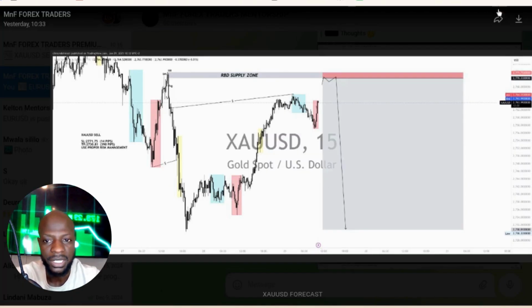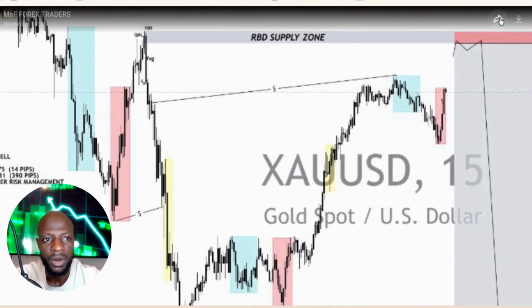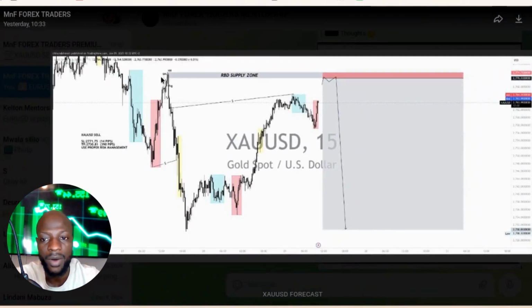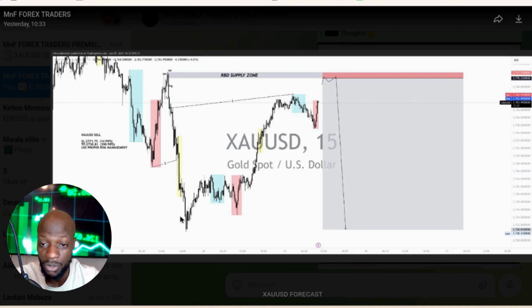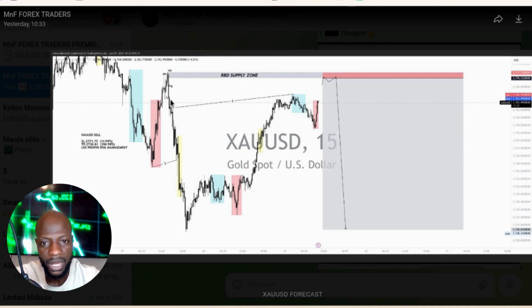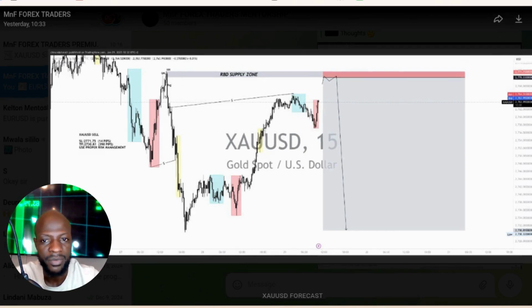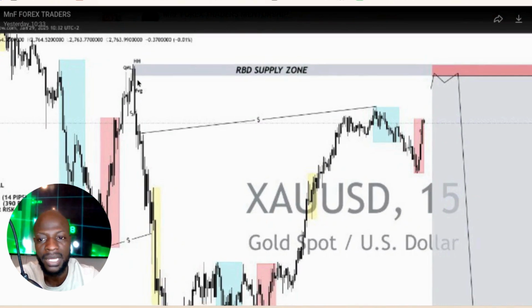So you can see that this trade was actually forecasted before all that happened. Right here we had a nice rally-based drop with a break of structure, and then the market continued to go to the downside. Then you can see that we left some sort of liquidity right here. So what we were anticipating was for the market to pull back into this area.